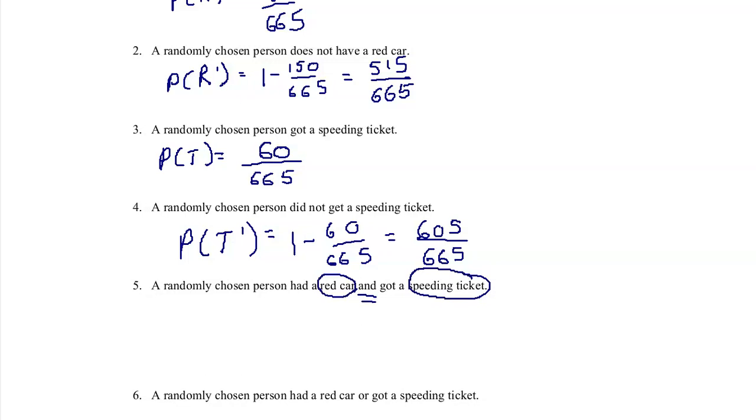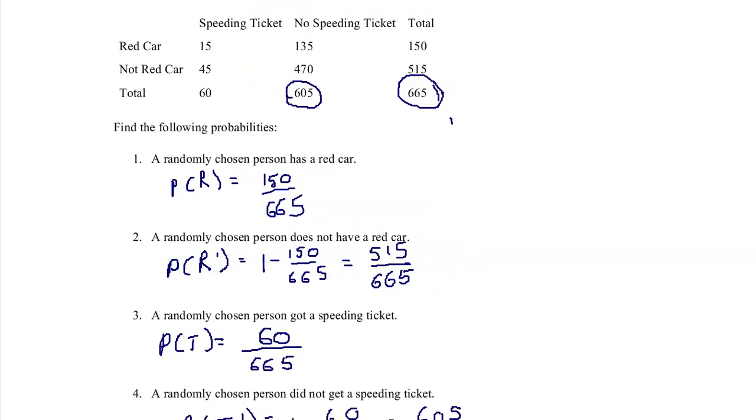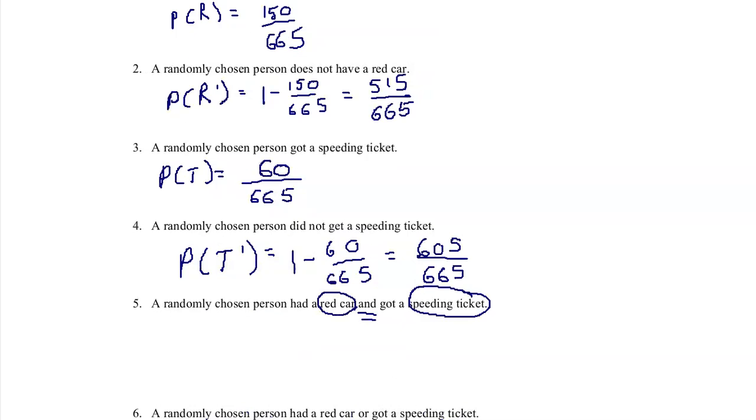What we need to do is look at our table, and from our table, figure out how many people had a speeding ticket and a red car. And that's going to be this right here. 15 people both had a speeding ticket and a red car. So the probability of a red car and a speeding ticket is going to be that 15 out of 665.